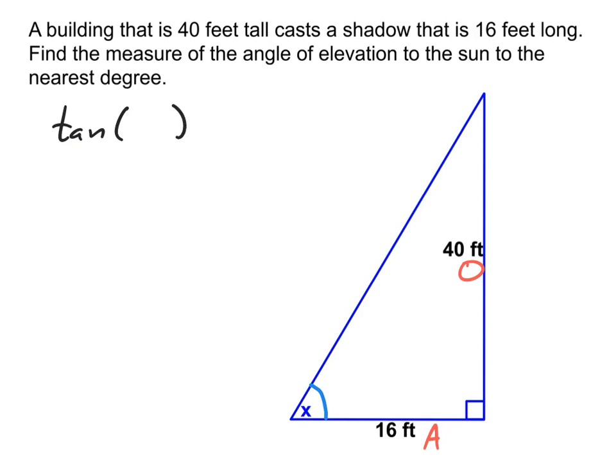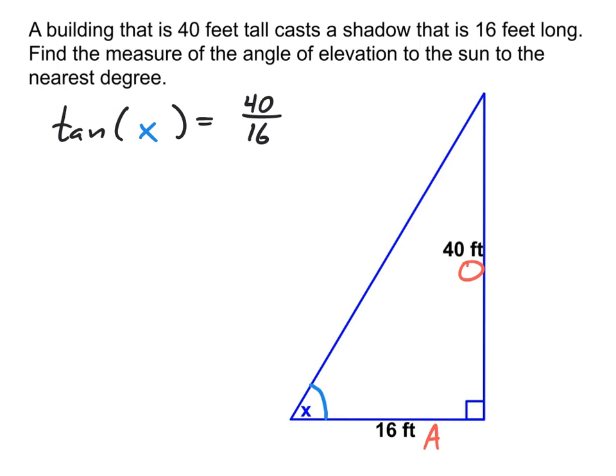So it's going to be tangent of the angle, but what's the angle here? We don't know. That's the whole point. It's going to be tangent of x. And so we go ahead and just put x in tangent here for the time being. And that equals, tangent equals opposite over adjacent, so it's going to equal the opposite 40 over the adjacent 16.